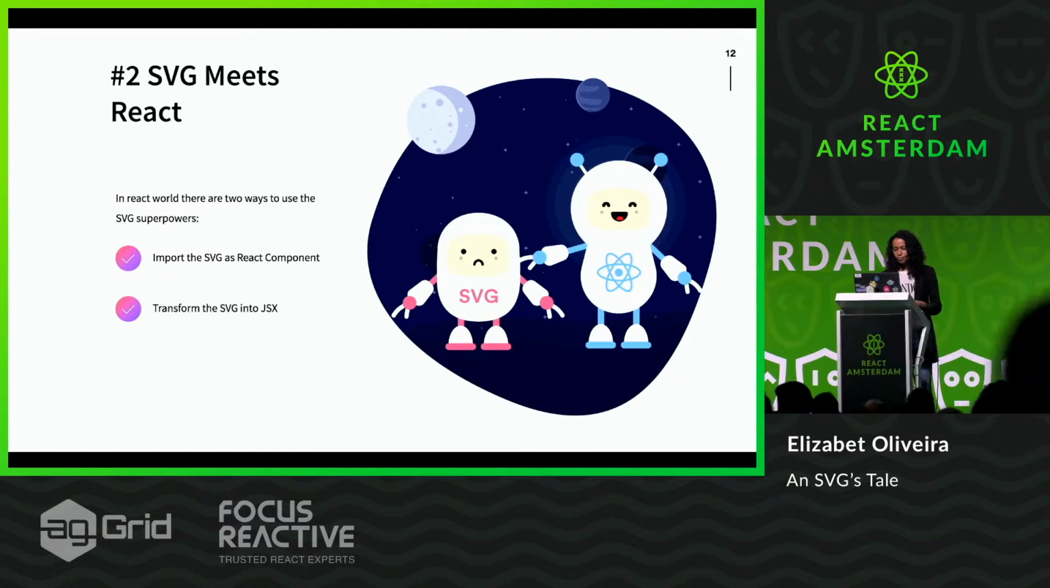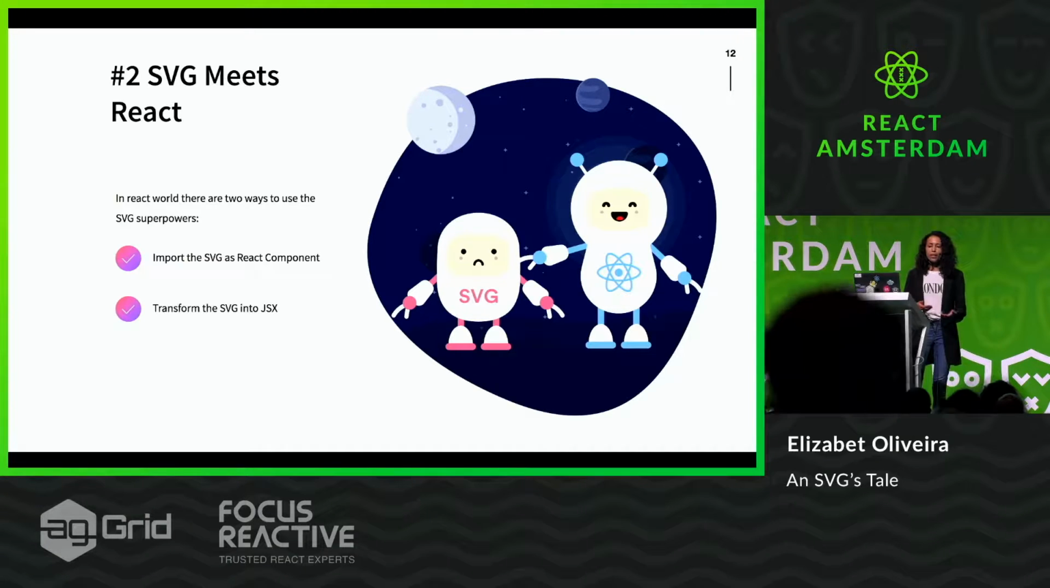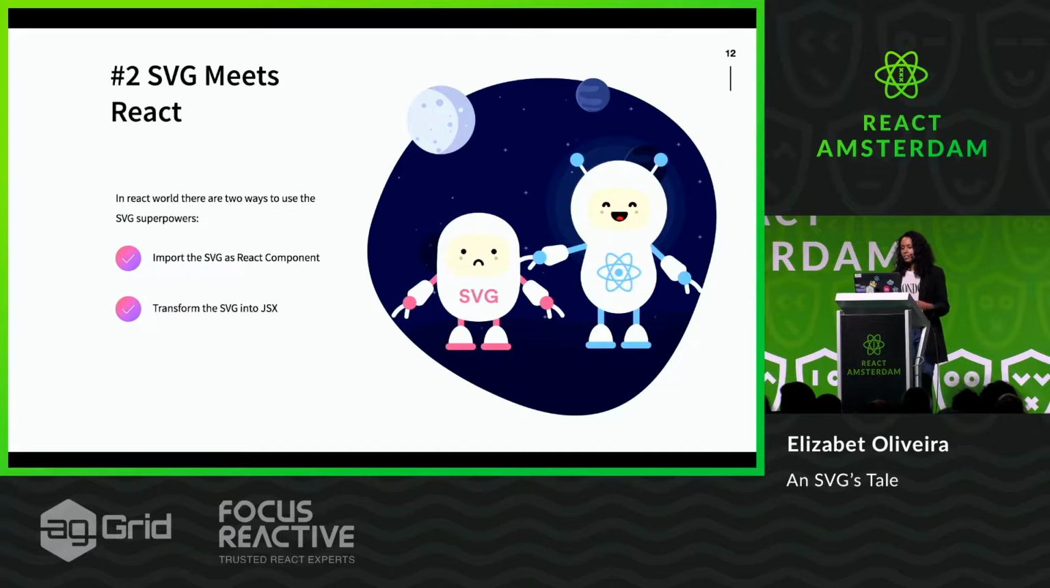So this is the part of the story when the little SVG meets React, and as you can see, she's sad. She's sad because she doesn't know that she has all the superpowers, and she thinks that she's like her family, but worse. But React is this awesome boy, always happy, and he tells her, you know what, little SVG, you have all of these superpowers, and I can show you how to use them.